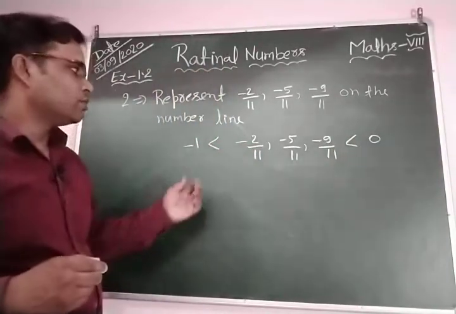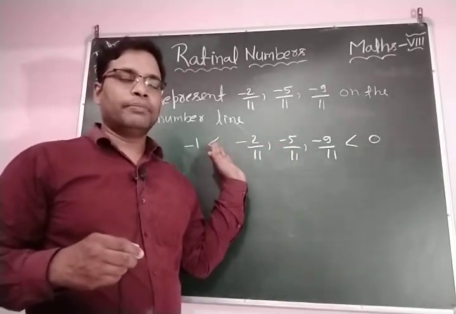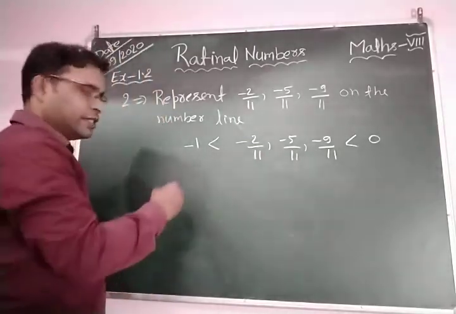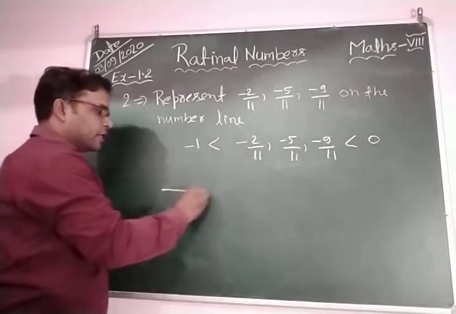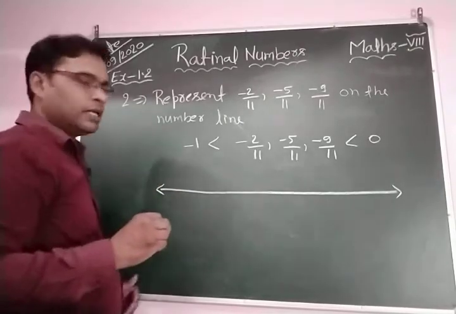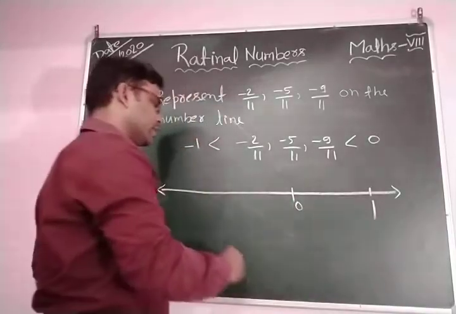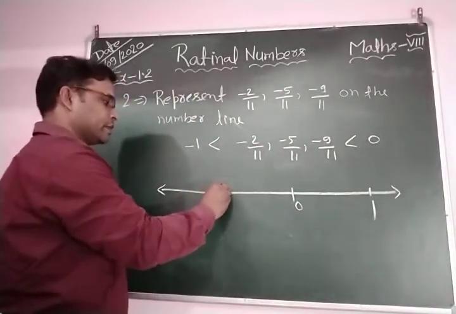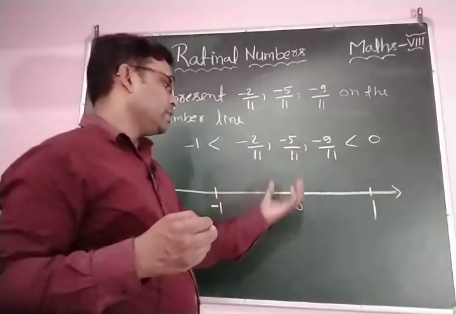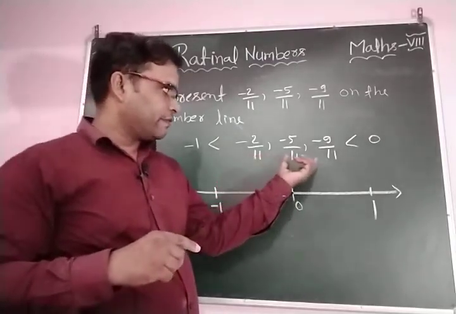Okay, minus 2 by 11, minus 5 by 11, minus 9 by 11 is greater than minus 1 but less than 0. So first draw a number line. You can see this is a line and we plot numbers on this line, then it becomes a number line. So here we take 0, here you take 1 and here you take minus 1. Because all these numbers lie between 0 and minus 1, and you can see each fraction has denominator 11.